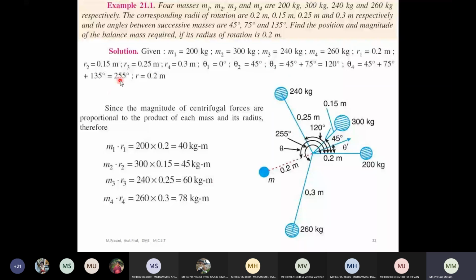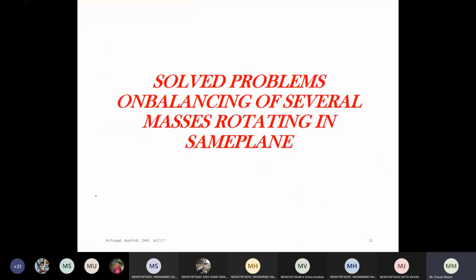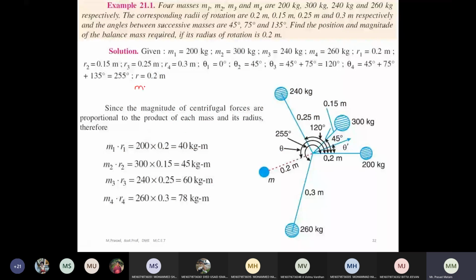Now your aim is to find out the balancing mass, which has to be kept at a radius of 0.2 meter. They have given the balancing mass radius. Your aim is to find out the magnitude of the balancing mass. R is given, and you are supposed to find out the m value. This is the unknown term. So how to solve this one?